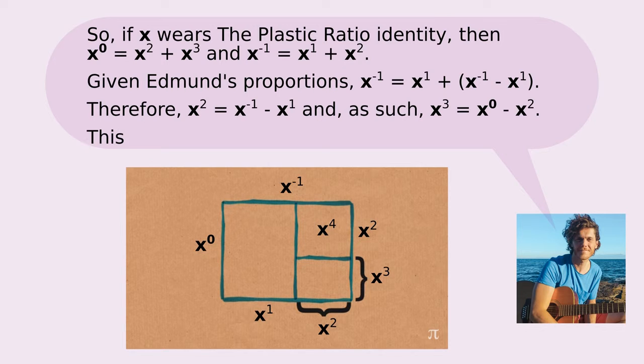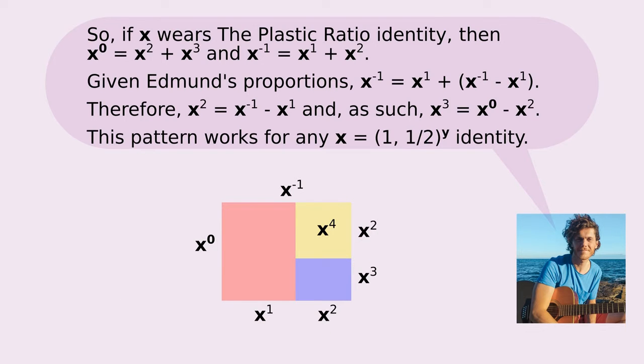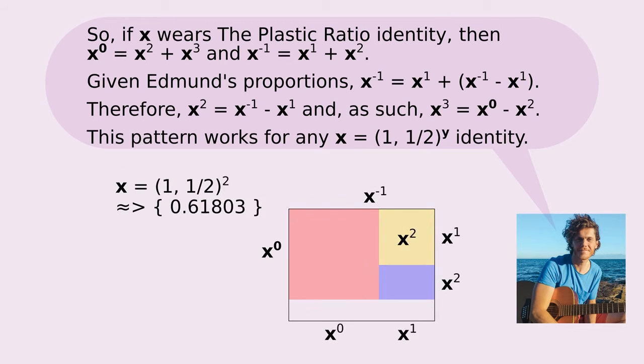The pattern works for any x equals 1 and 1/2 to the y identity. So, starting at the plastic ratio, now rewinding to the golden ratio, going up the dimensions 4, 5, 6, 7, 8, 9, 10, and stopping on the 11th dimension.